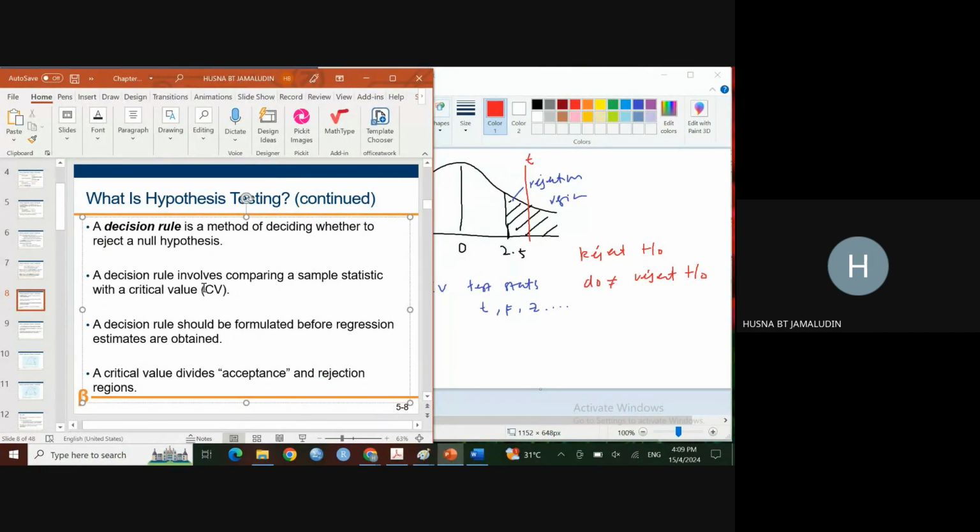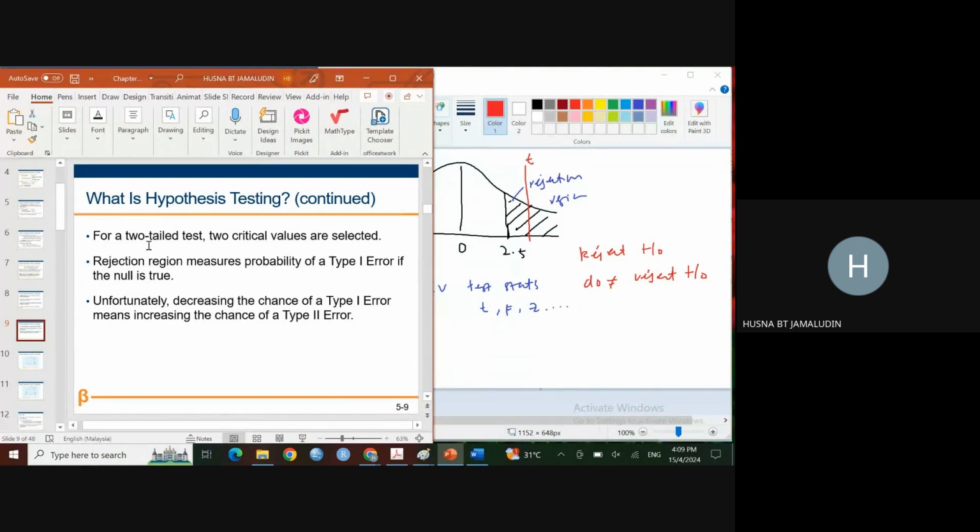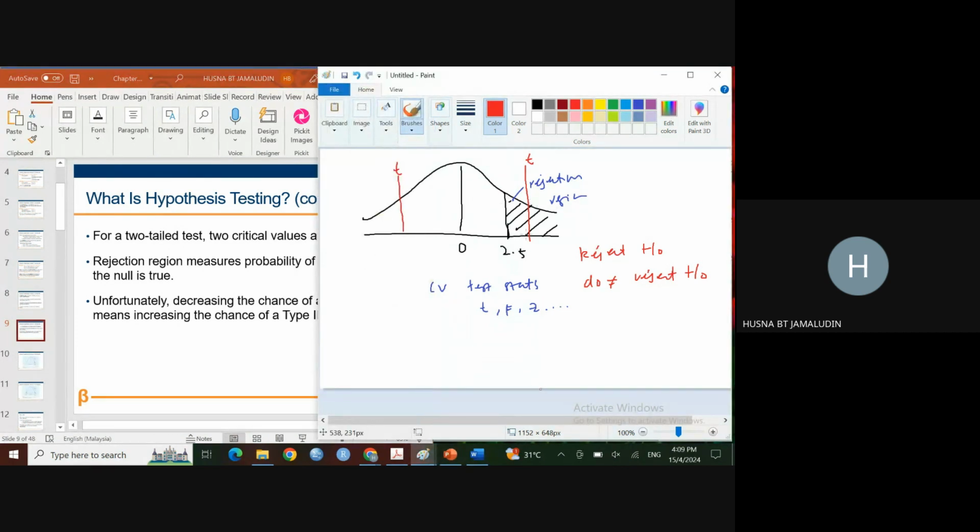A decision rule involves comparing your test statistic with your CV, right? Decision rule should be formulated, of course. I think I already covered this. Okay, next. So for a two-tailed test, two critical values are selected. If you are talking about two-tailed, the example that I have given to you, this is your CV. Your CV is just 2.5. This is actually a one-sided test. Okay, one-tail test, which is positive.